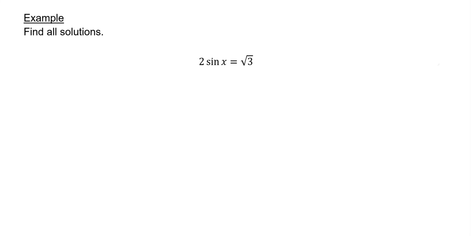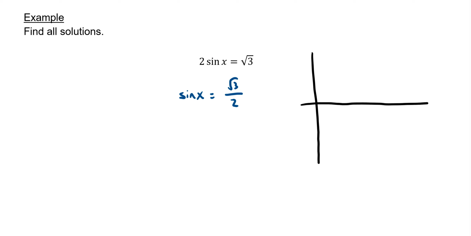So first one, find all solutions. 2 sine of x equals radical 3. So to solve this for sine, all we have to do is divide both sides by 2, right? So we end up getting sine of x equals radical 3 over 2. So the next step, now that we already have the trig function solved for, which a lot of people do not do, even though I highly recommend it, is draw a picture.